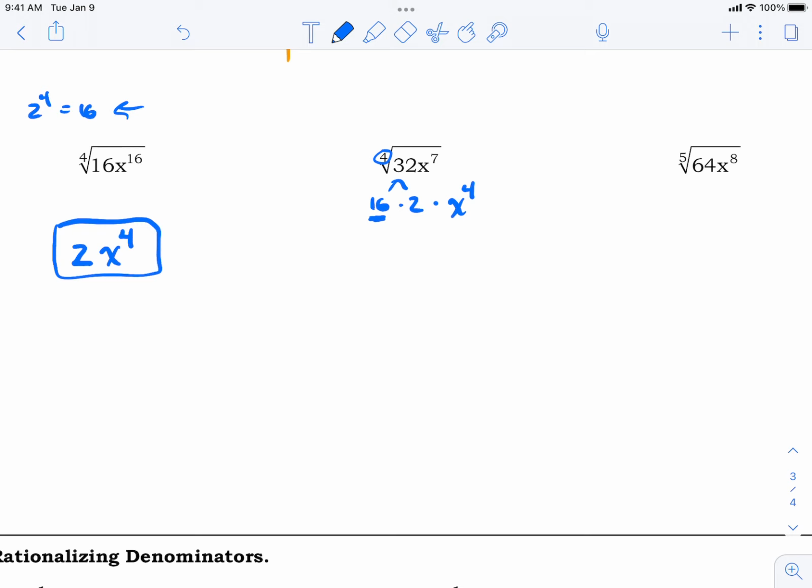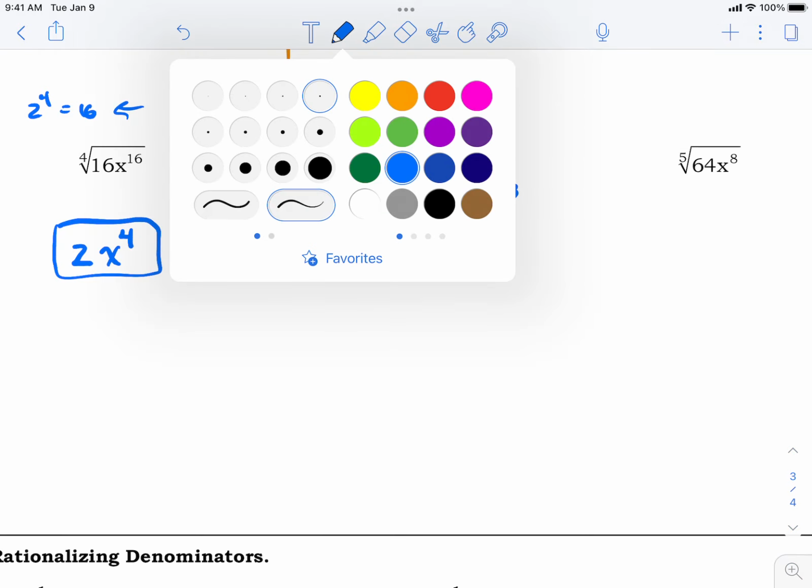So you have to take x to the 7th, break it into 2 parts. This part we're going to be able to simplify, the 4th root of x to the 4th. This part we're not going to be able to simplify. But again, the main point is that x to the 4th times x to the 3rd is x to the 7th. So yeah, it's legal to break it apart that way. And now I'm going to be able to take this and simplify it.